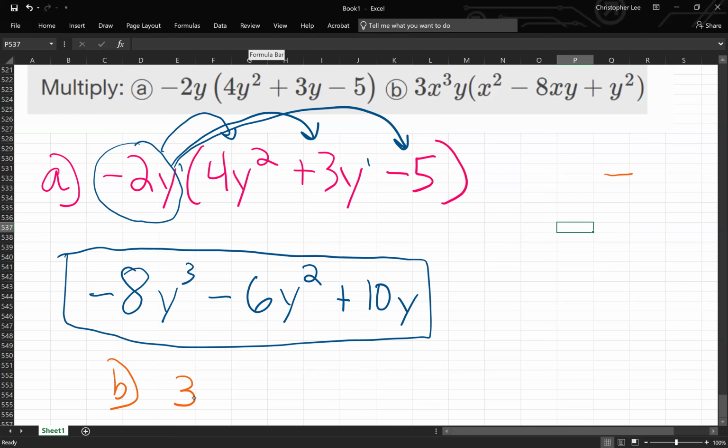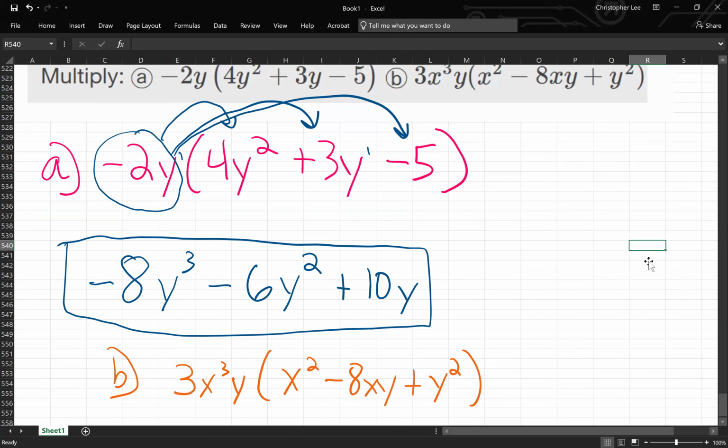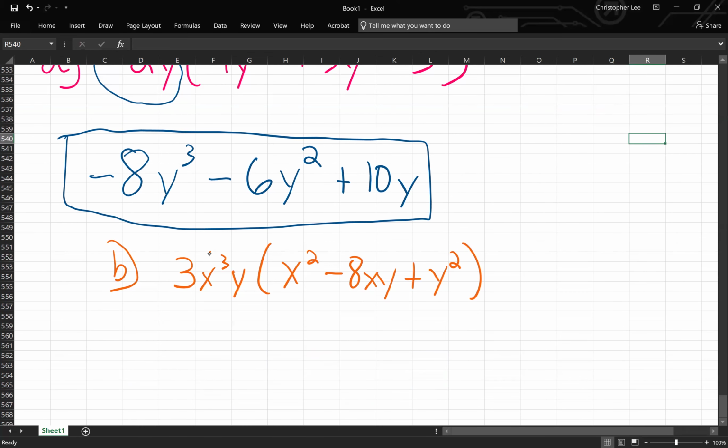I'm going to start off with another one. I have 3x to the third y times x squared minus 8xy plus y squared. This is the same game. It might look different, but it's the same thing. Just distribute it. Take the whole thing, multiply it times the first term. Tell me what I'm going to get.